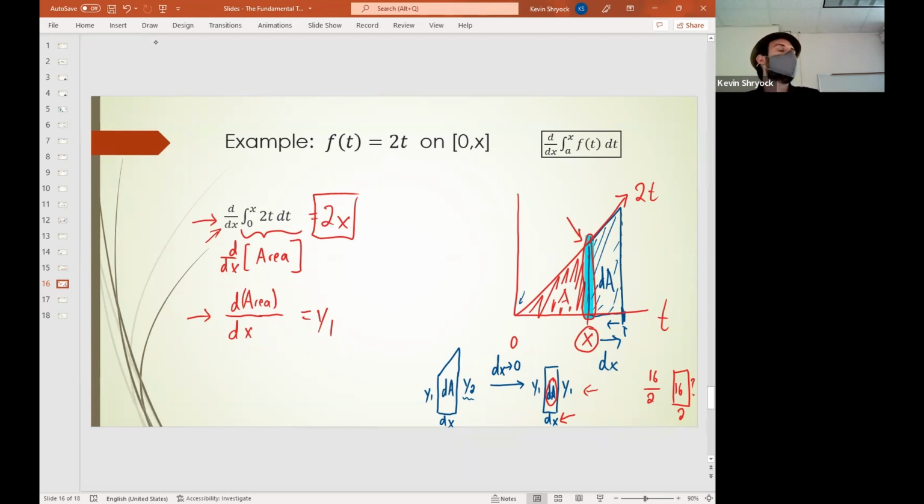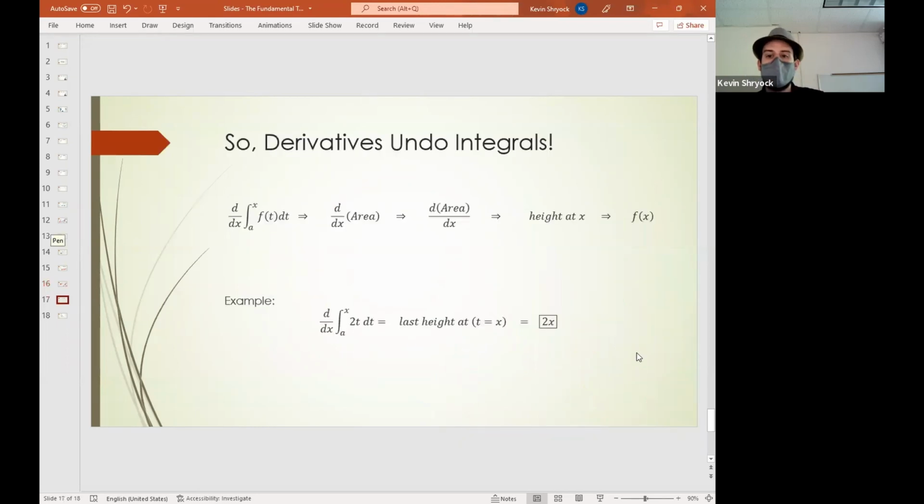This is infuriating how simple this question is. All it was asking us was, what is the height at the end? And we say, well, you plug in x and that's your height. So there's your summary.